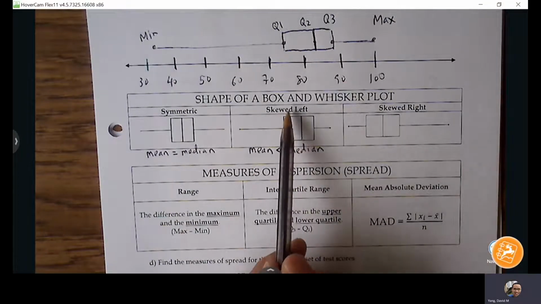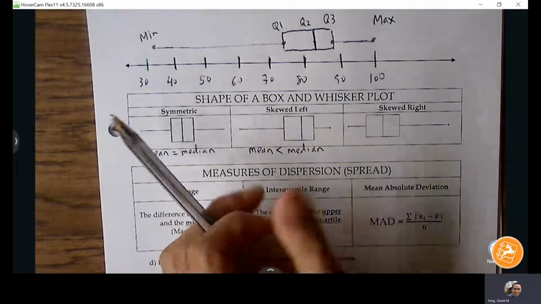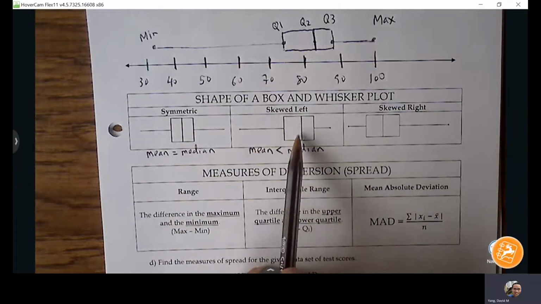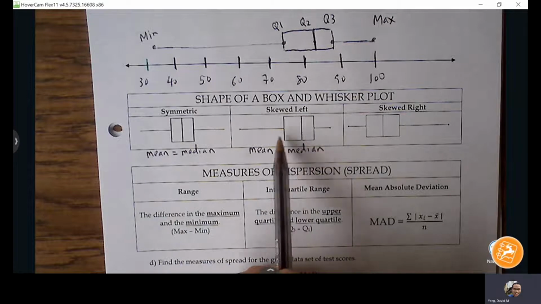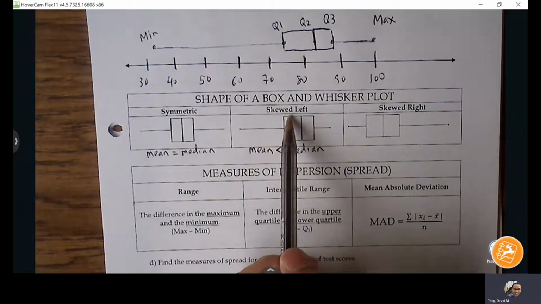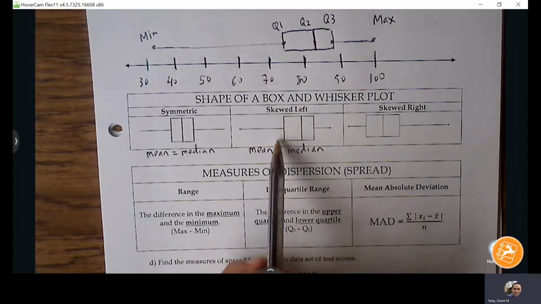So you expect the mean to be somewhere around here, right? And the median, the middle number, is all the way up here. So that means your average is going to be less. And we call it skewed left because we see a longer whisker on the left side.